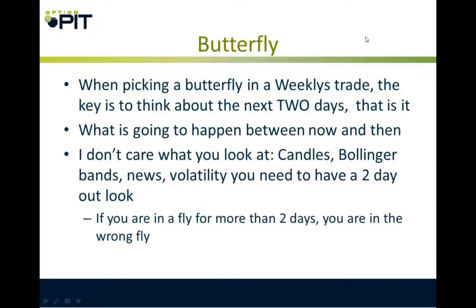So when picking a butterfly in the weeklies, the key is to think about the next 2 days. That is it. What is going to happen? So it's Monday morning. What is going to happen between now and Wednesday morning? That is all I care about. I don't care what you look at. This is where having multiple things that you look at helps. I personally look at volatility, realized and implied, but maybe you look at candlesticks and Bollinger Bands or news. I think weekly butterflies are better for stocks than they are for indexes.